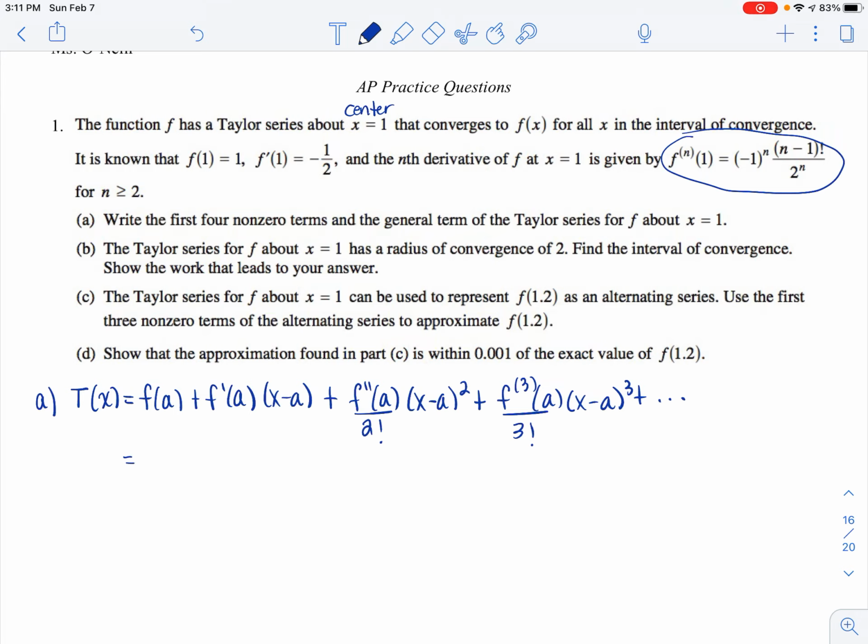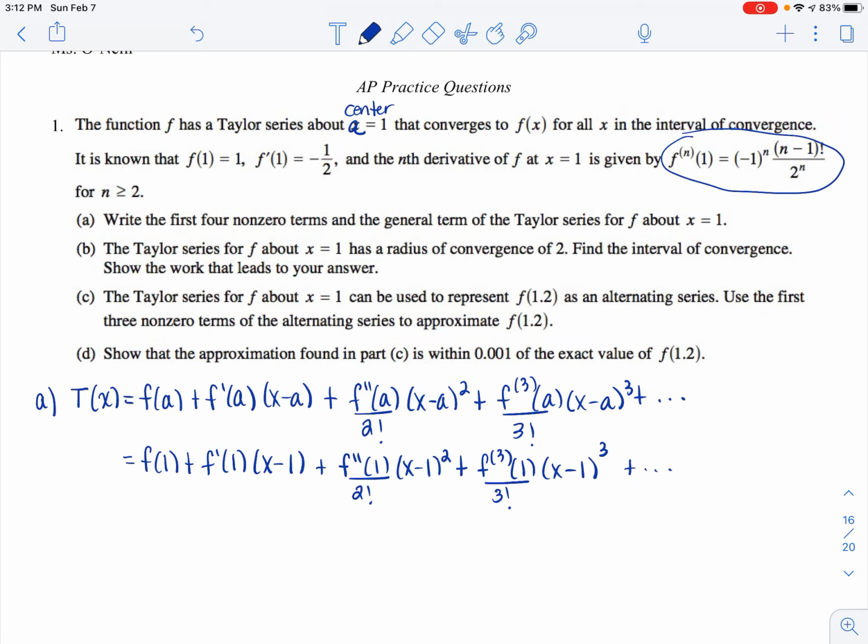So as I've mentioned before, do the general term first, then do the specifics. The center of our series is 1, so we're going to plug in a equals 1. So f of 1 plus f prime of 1 times x minus 1 plus f double prime of 1 all over 2 factorial times x minus 1 squared plus f triple prime of 1 all over 3 factorial times x minus 1 cubed. Okay, and again, eventually we'll have to add the nth term for that: the nth derivative of f at 1 all over n factorial times x minus 1 to the n.